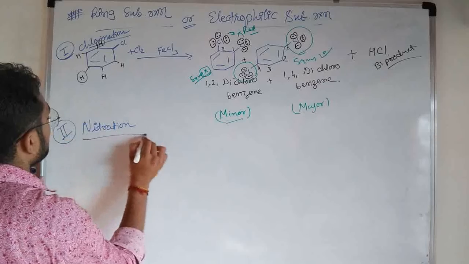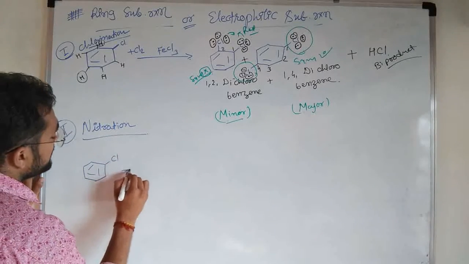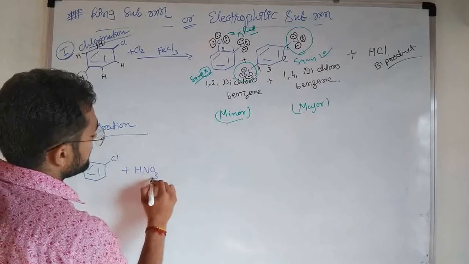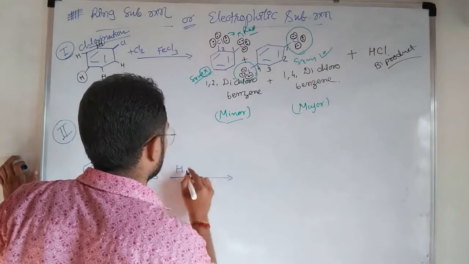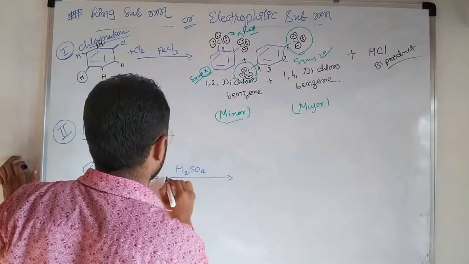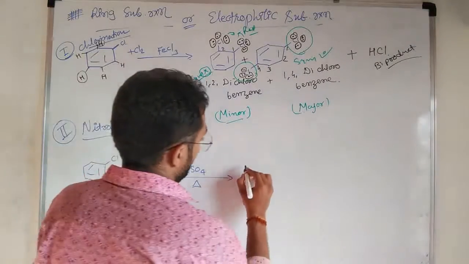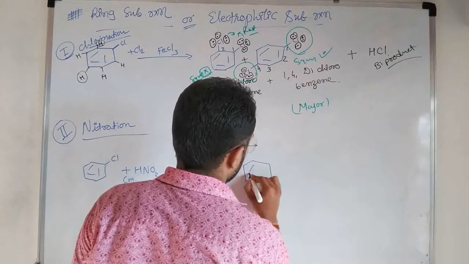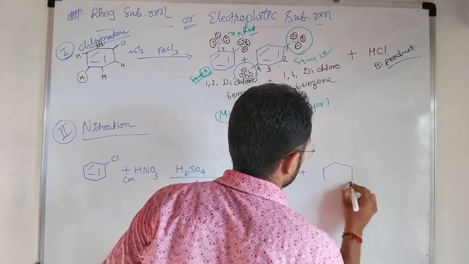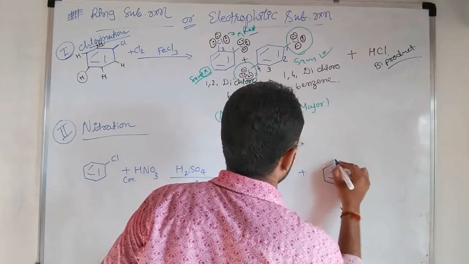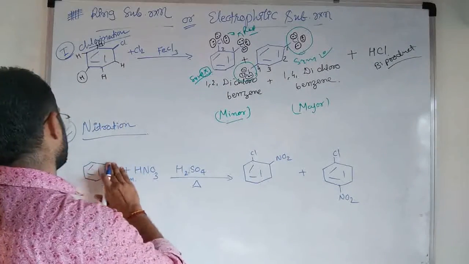Nitration. Chlorobenzene plus concentrated HNO3 with H2SO4, and heat. It will produce, in the same way, ClNO2 plus ClNO2 for this.